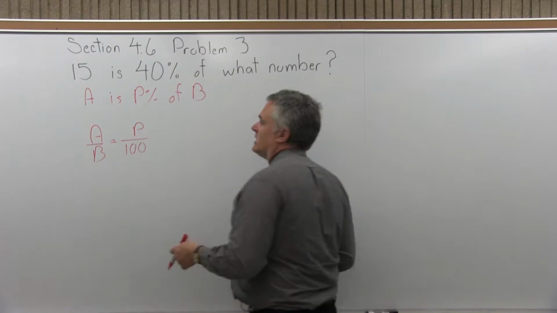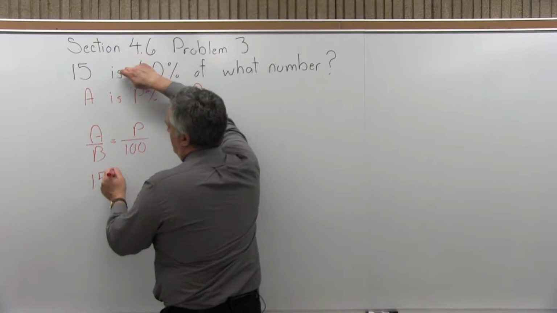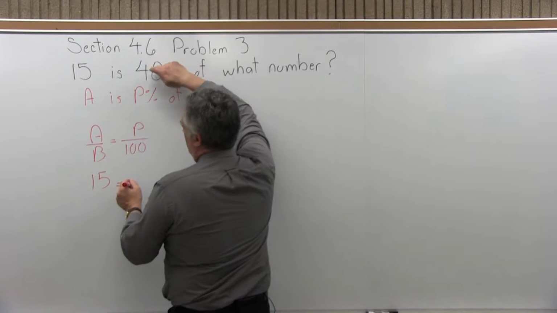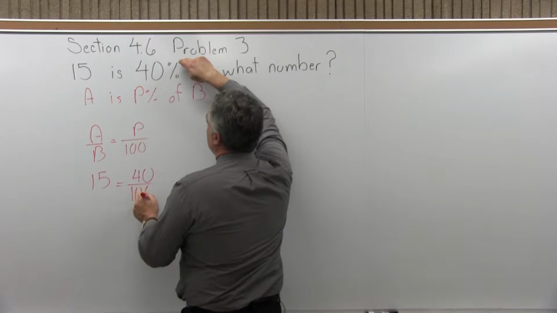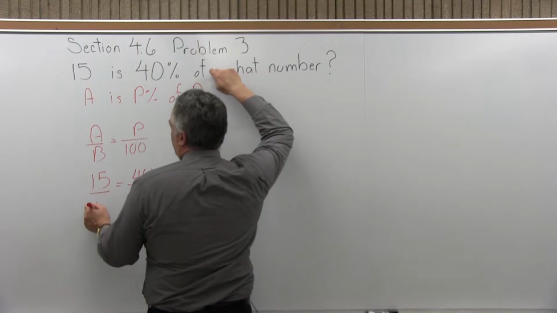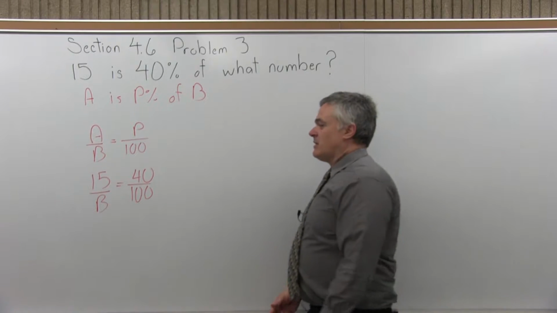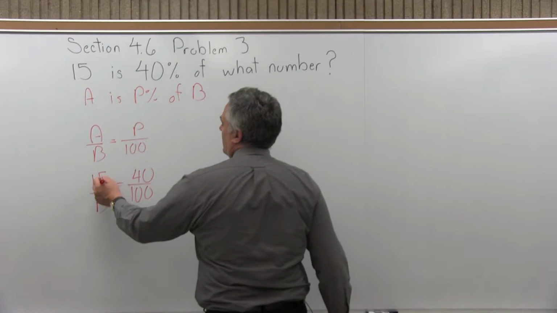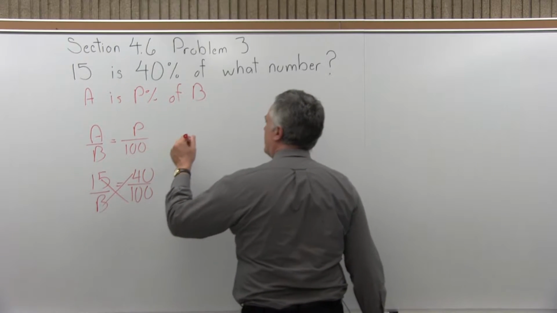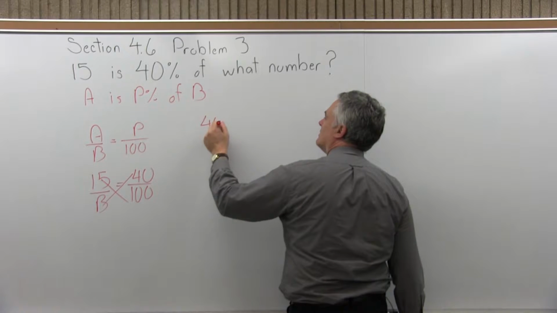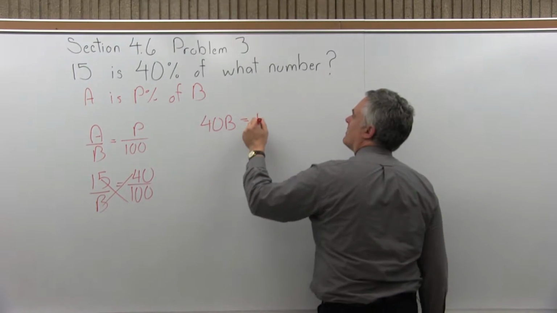So as you fill in your equation, the A is 15. The "is" is the equals. 40 is the P. Percent is 100. Of what number? That's the unknown, so the B in my equation just stays as a variable. So we have an equation with one unknown, and the way we solve that is to cross multiply. So we have B times 40, that'll be 40B, equals 15 times 100.